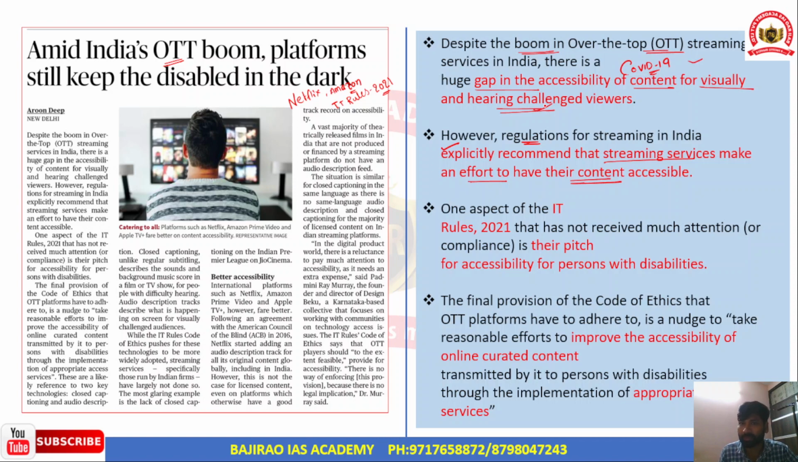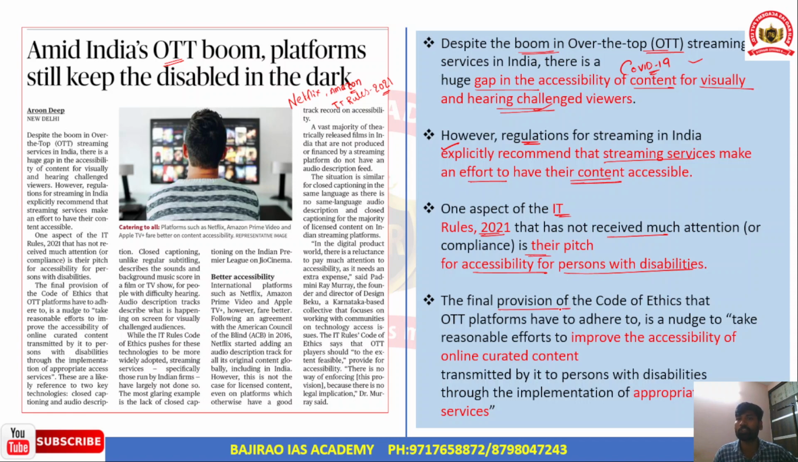One aspect mentioned in the IT Rules 2021 that has not received much attention or complaints is the push for accessibility for persons with disabilities. Even though this is mentioned as part of the IT Rules 2021, it has not received much attention or many complaints from the OTT platforms.